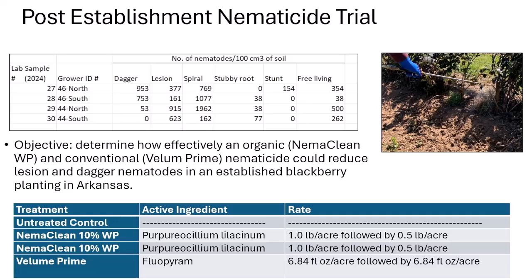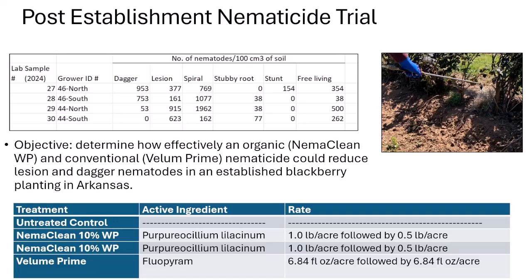Just real quickly, I'll show you some data from a nematicide trial that we did this last summer. We had a grower that had two different fields we looked at, and we ended up going with field 46. We had about 850 or so dagger nematodes across the field pretty consistently, and then somewhere around 150 to 200 or so lesions. This was a soil test, I believe, in late February, early March. The lesions definitely increased, which is what they also see in the Pacific Northwest.